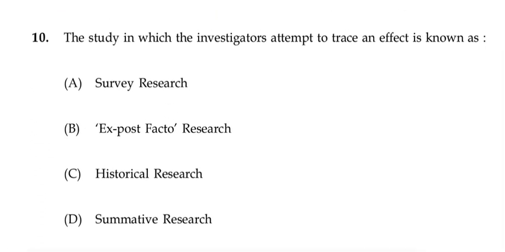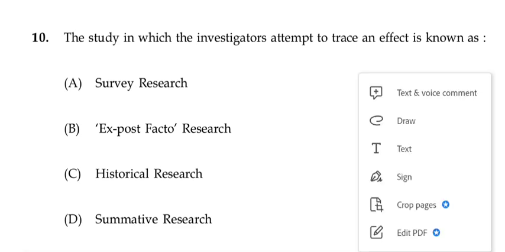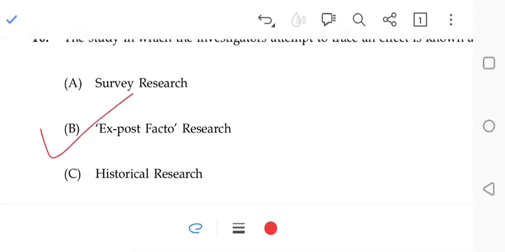Number 10 is saying the study in which the investigators attempt to trace an effect is known as what? Survey research, ex post facto research, historical research, summative research. It will be B, that is ex post facto research.